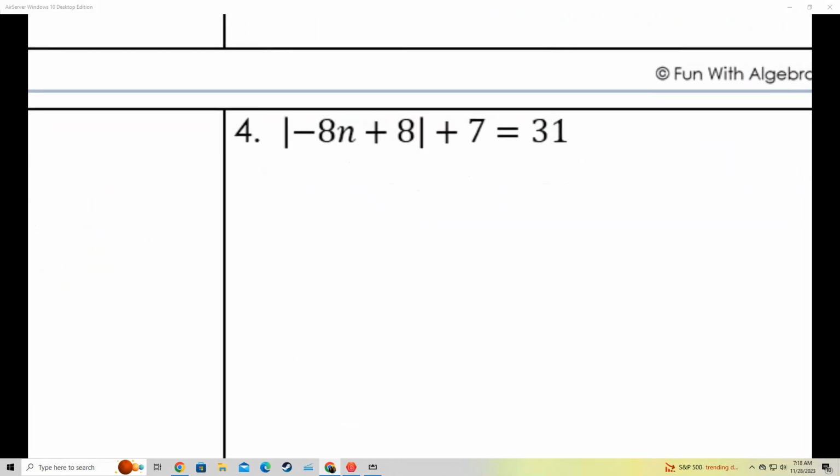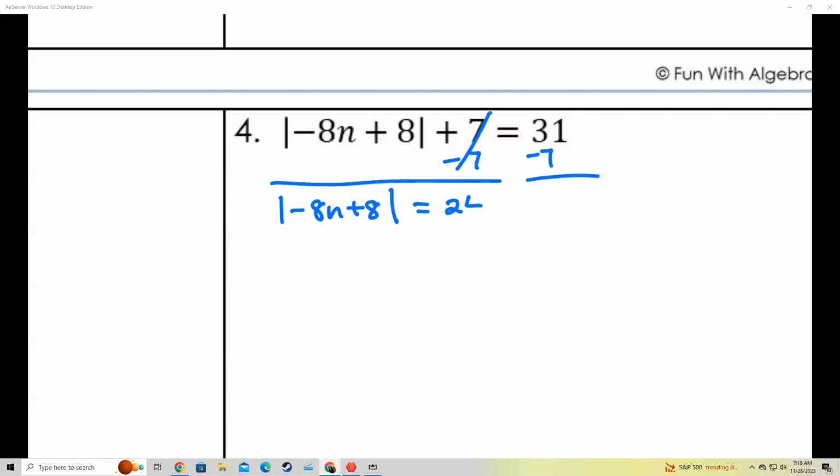All right, I'm going to ask myself, is this isolated? The answer is no. I have the absolute value of something plus 7. I need to get rid of that plus 7 so I can get the absolute value completely by itself. I'm going to subtract by 7 on each side. I get the absolute value of negative 8n plus 8 is equal to 24. Now that the absolute value is isolated, I have the absolute value of something equals a positive number, then I know I'm going to get two different answers.